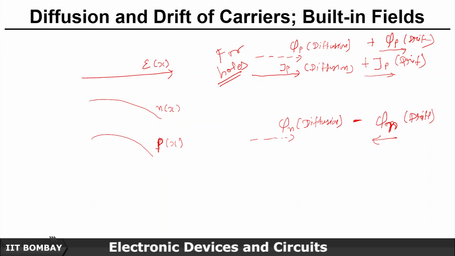Right. So similarly, diffusion current because of the hole will be in the other direction, because of the negative charge. And drift current will be in this direction, because electrons are drifting in this direction. Electrons are diffusing in this direction, so diffusion current will be in this direction because of the negative charge.